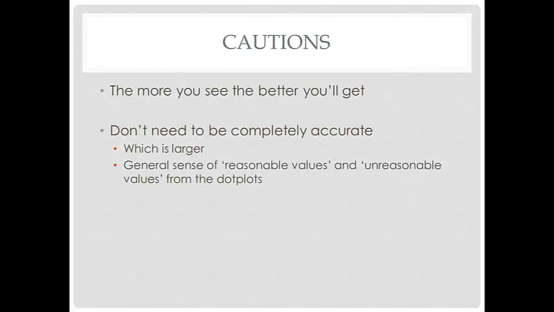I think to summarize, if you can look at two dot plots like this and get a general sense of what would be reasonable values for the mean, the median, the standard deviation, the IQR, what would be unreasonable values from the dot plots, that's really what we're hoping you can do.